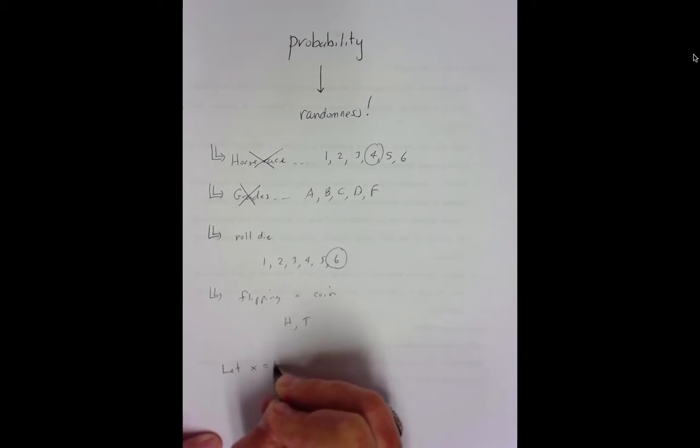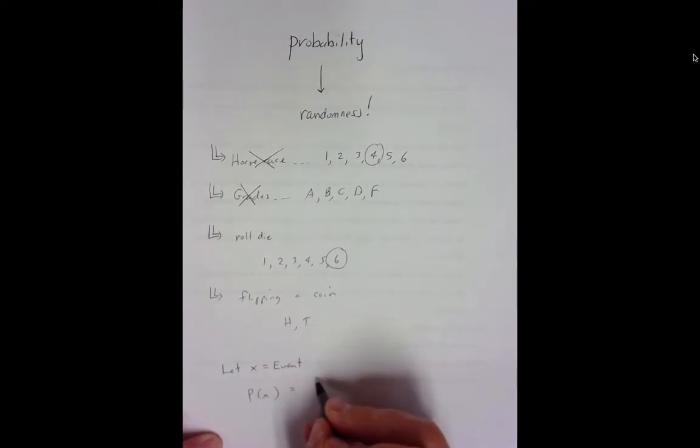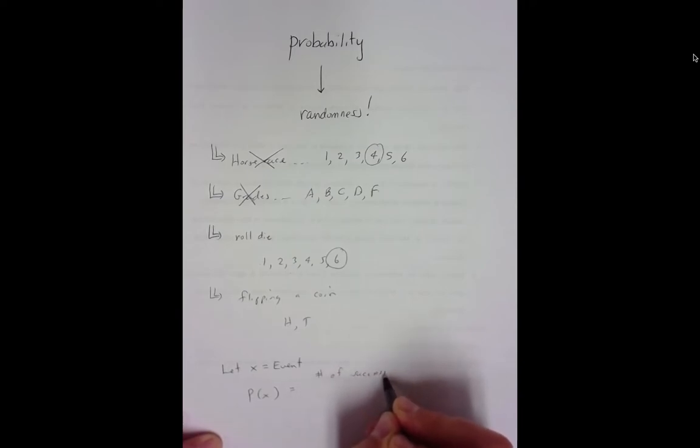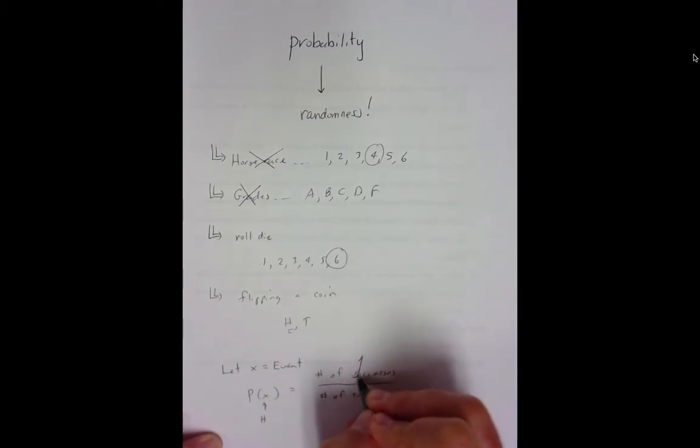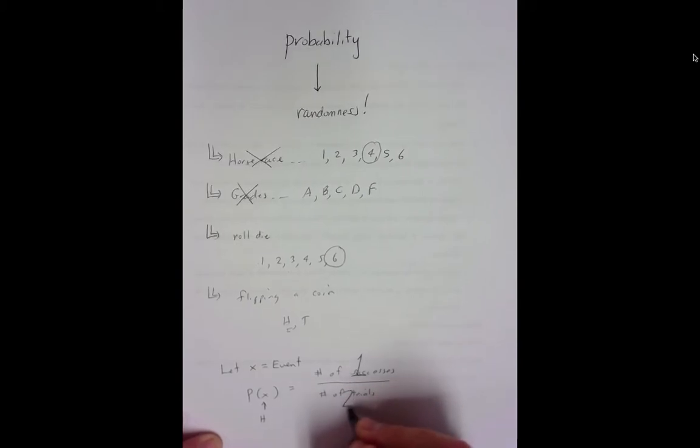let X equal some event. The probability of getting X is going to be the number of successes over the total number of trials, possible outcomes. So the probability of getting a head, there's one way to get a head, there's 2 possible outcomes. So the probability would be 1/2.